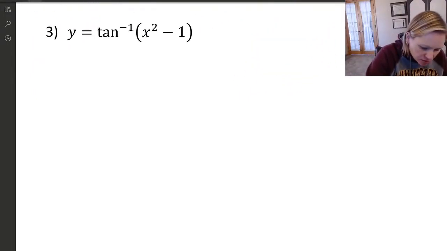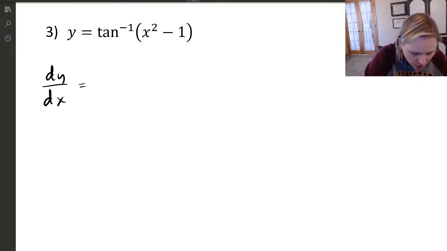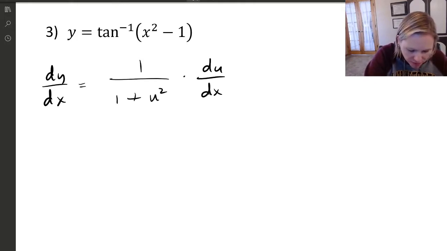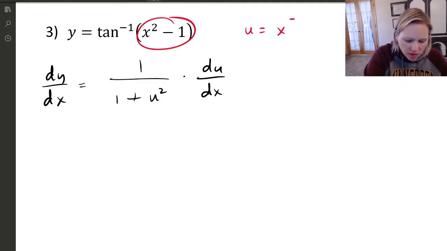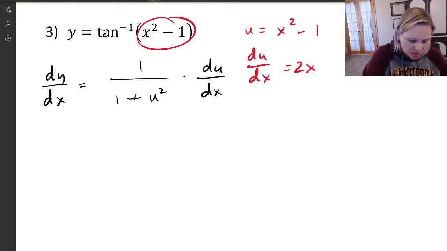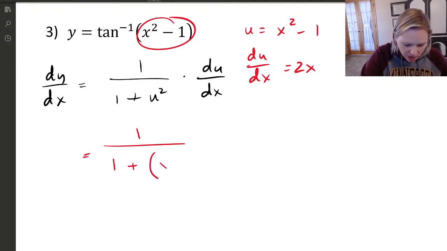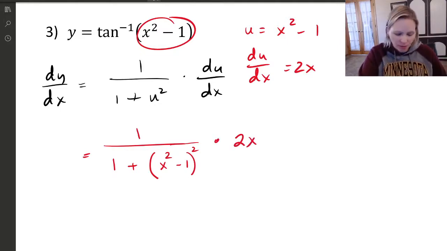So I'm going to remember that the derivative of inverse tangent looks like this: 1 over 1 plus u squared times du dx. So I'm going to identify what u is. u is x squared minus 1, which means du dx is just 2x. So that's nice. So here we go. All I have to do is take the u and put it in. So 1 plus, I'm going to have x squared minus 1, all being squared, times du dx. Well, that's 2x. Ta-da! There we go.